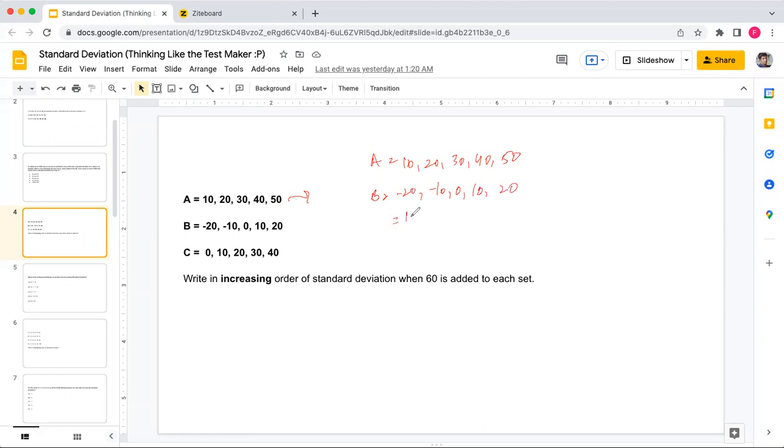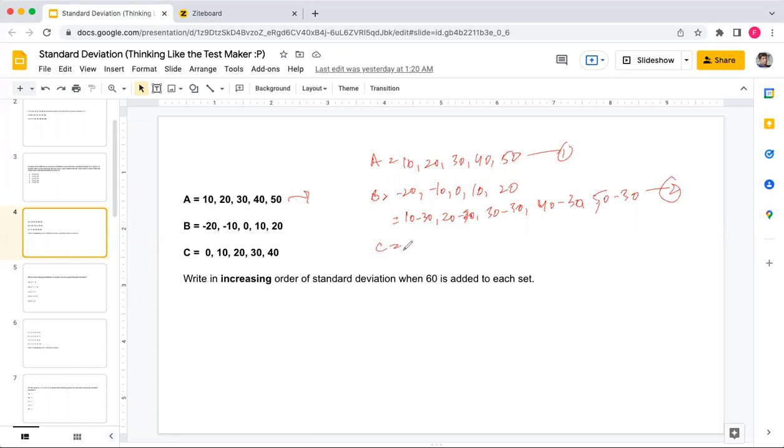Can we write this as 10 minus 30, 20 minus 30, 30 minus 30, 40 minus 30, and 50 minus 30, right? This means this one and this one have the same standard deviation. Agree on this point? Because you just subtracted the same value from all of the elements.